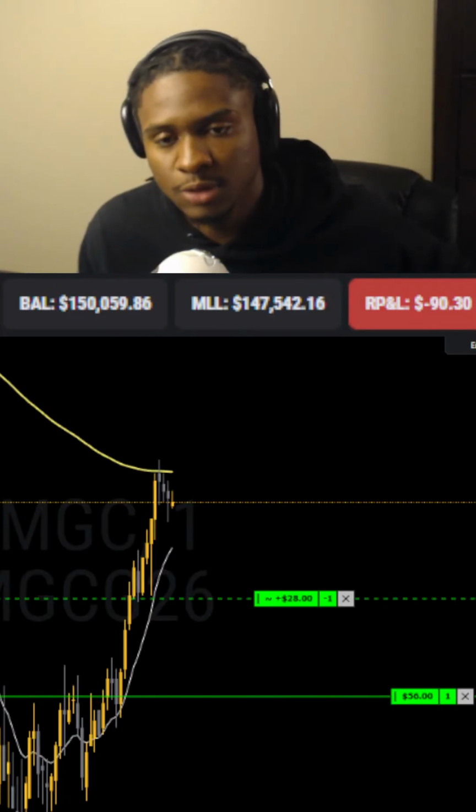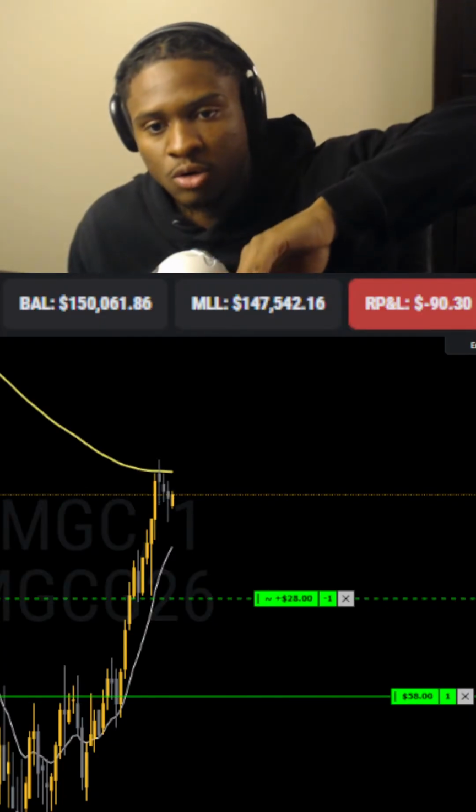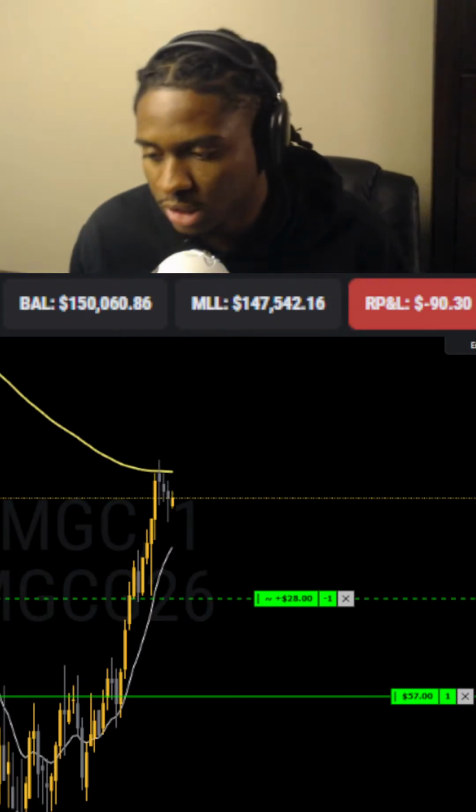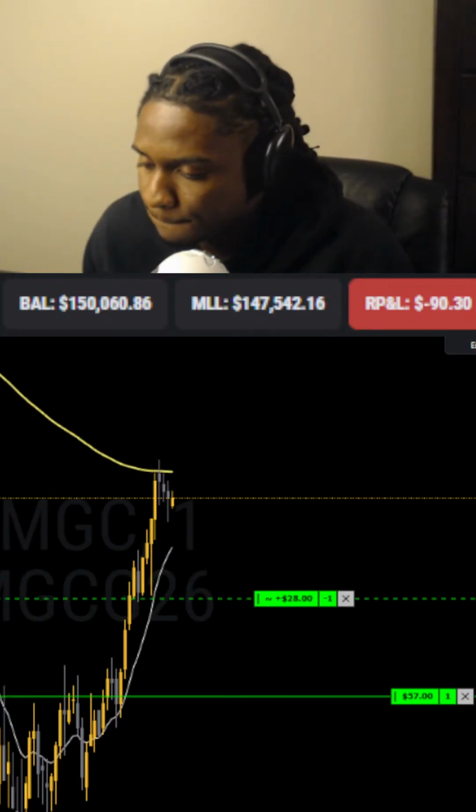That's when I enter. Same thing for sells. Price creates a lower low, creates a lower high, and then I wait for it to respect the 13 EMA, and I get in when it starts to create that next leg.